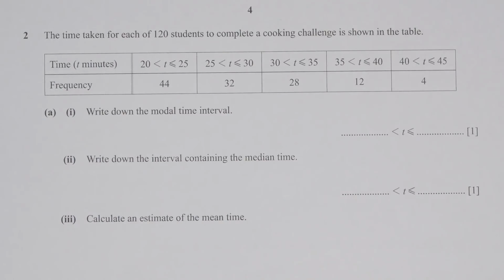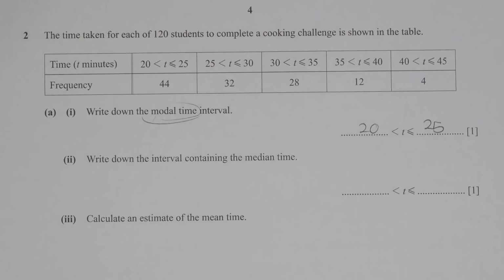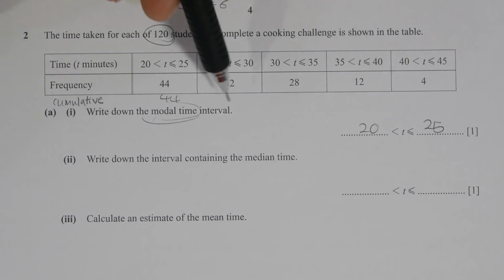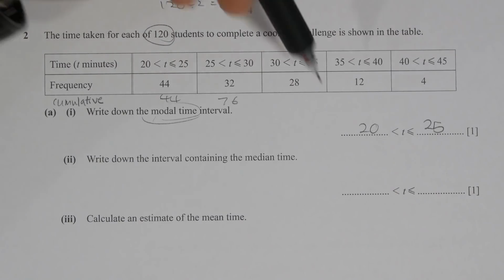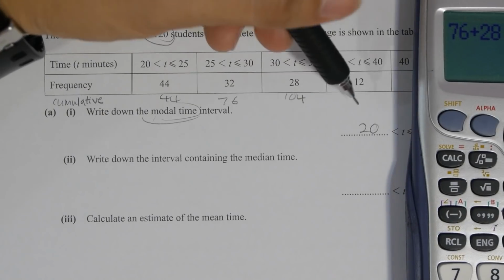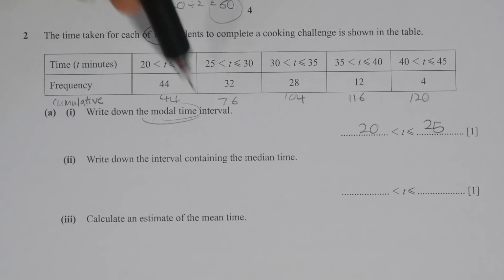For the next part, question 2. Write down the modal time interval. First you need to identify which group has the most frequency, which is 20 to 25. Write down the interval containing the median number. So 120 students divided by 2, you will get 60. Just identify it from the cumulative frequency. The group that 60 falls under is actually 25 to 30.